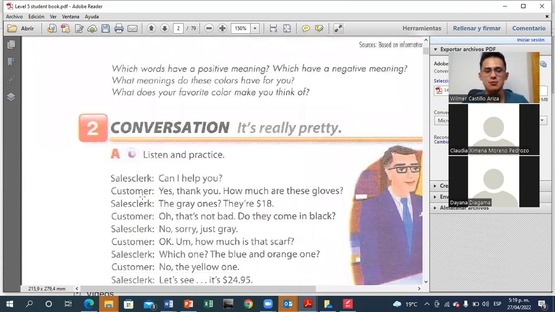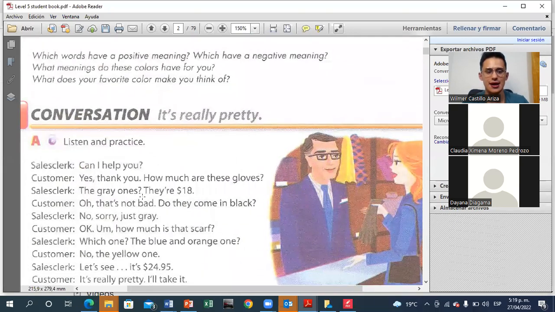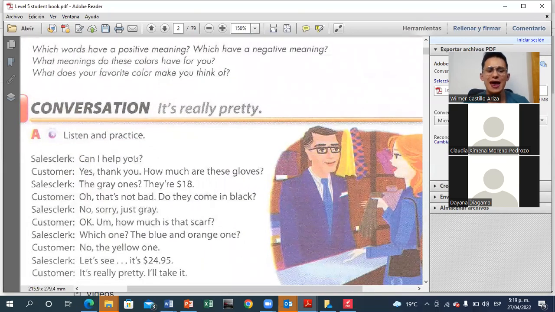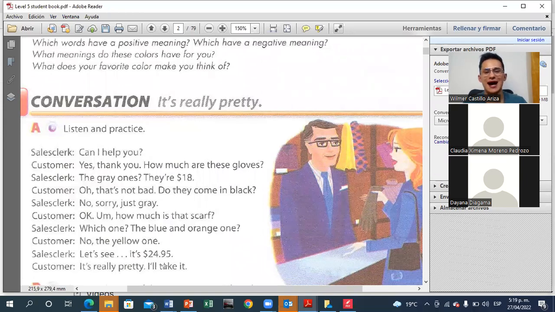So this is a conversation between a sales clerk and a customer. So can I help you? Yes, thank you. How much are those gloves? The gray ones, they're $18. Oh, that's not bad. Do they come in black? No, sorry, just gray. Okay, how much is that scarf? Which one? The blue or the orange one? No, the yellow one. Let's see. It's $24.95. It's really pretty. I'll take it.